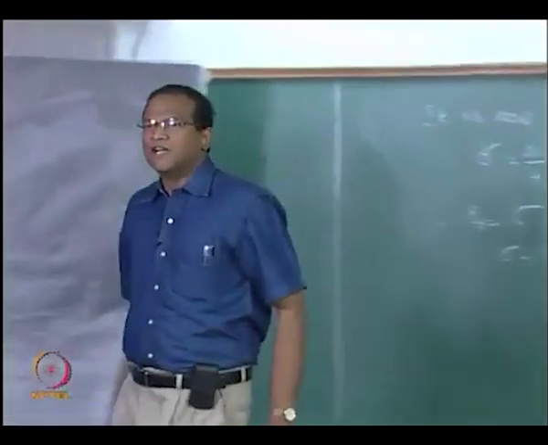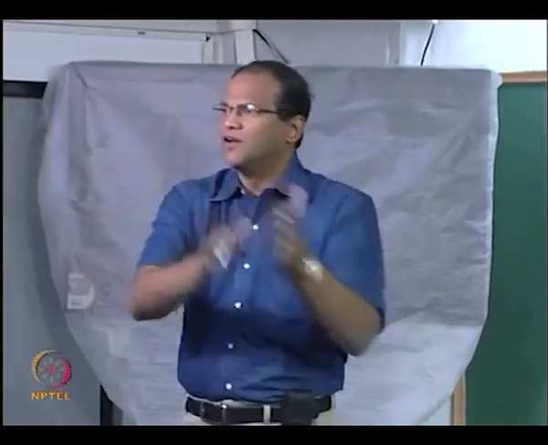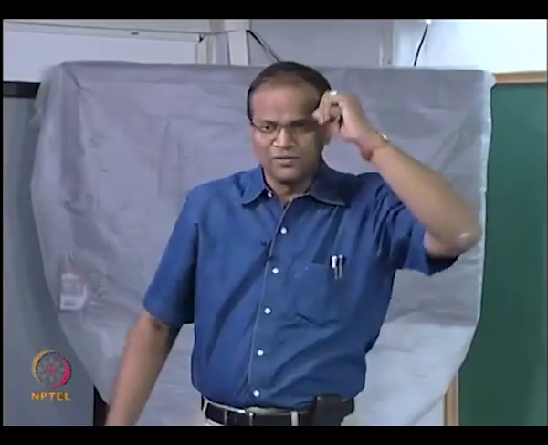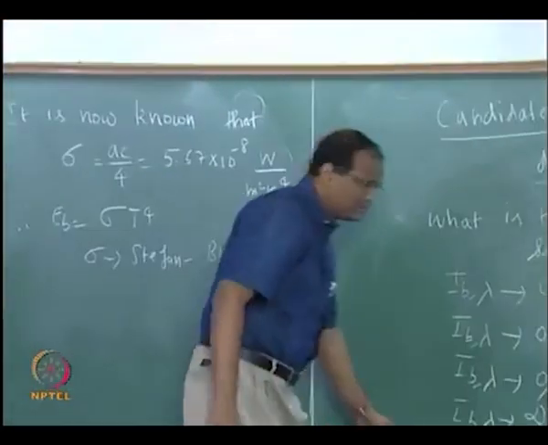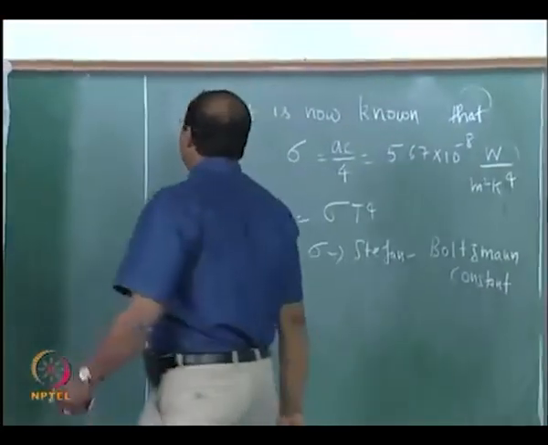Now the best brains started working on this. It is a kind of an inverse problem. There are asymptotic limits, lambda tending to 0, lambda tending to infinity, T tending to 0, T tending to infinity, and then the integral has to be equal to sigma T to the power of 4. So who is the first guy in this? Wien.